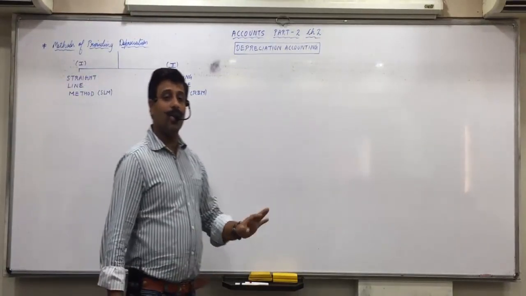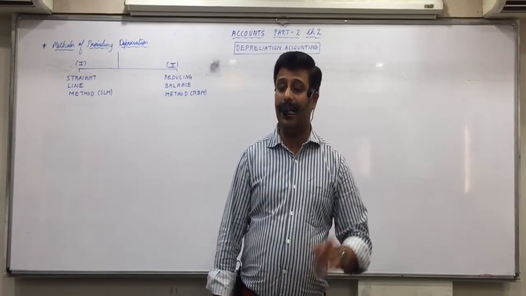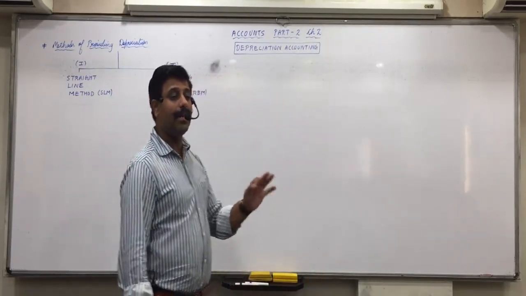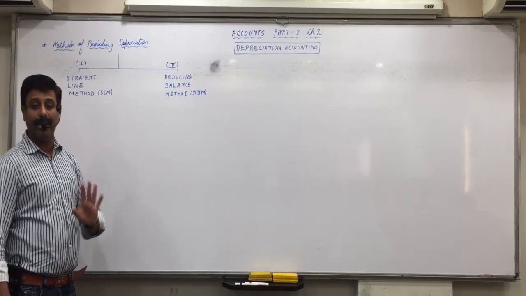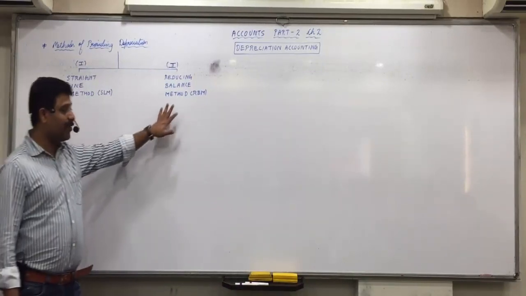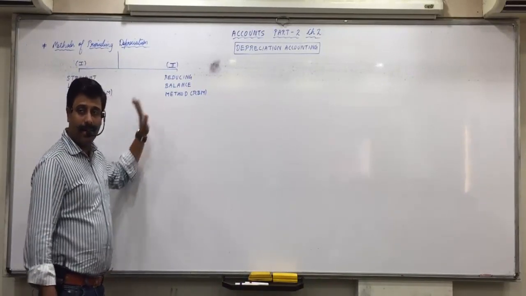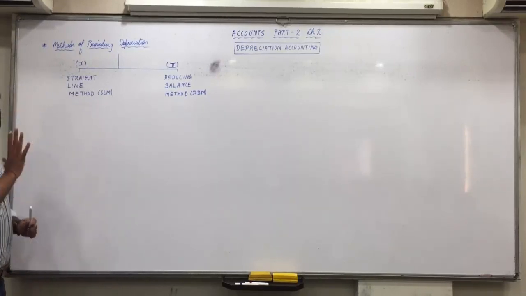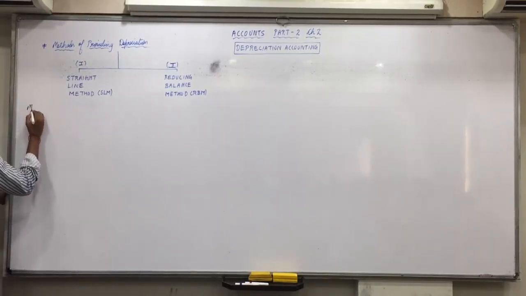Reducing balance method is also called diminishing balance method, DBM, or written down value method, WDV method. All the names are of the reducing balance method. Now what is the main concept of these two methods?